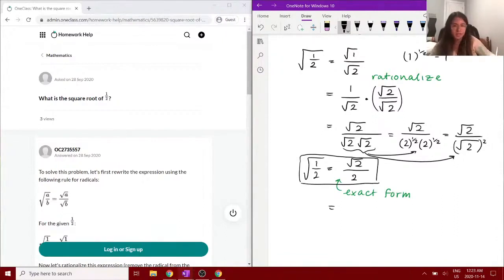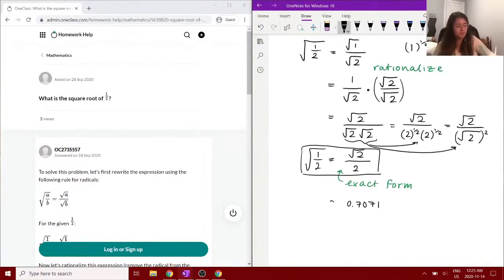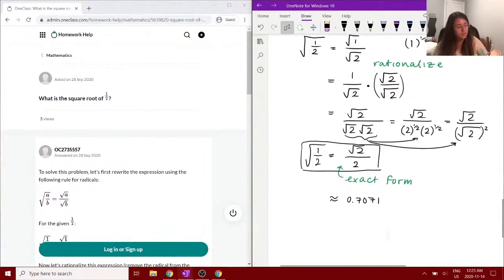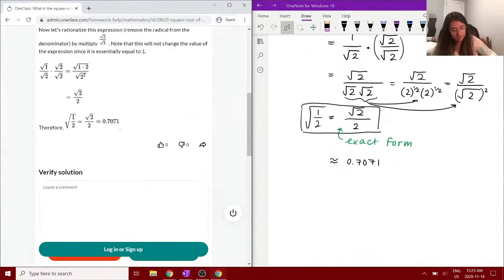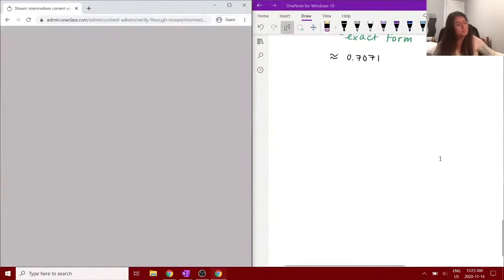Or if you want to plug that into your calculator, then you get an estimated value. I say estimated because there are following decimals, but this is the evaluated answer. Approximate, that's what the squiggly lines mean, the approximated answer. And that is everything for this problem. So we get the same thing in the solution, so we can say correct solution, and move on to the next question.